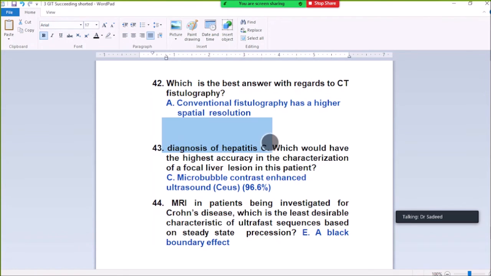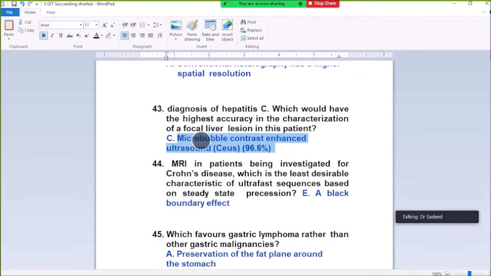43. Diagnosis of hepatitis C. Which would have the highest accuracy in the characterization of a focal liver lesion in this patient? Microbubble contrast enhanced ultrasound, CEUS. It has 96.6% accuracy in characterizing focal liver lesions in hepatitis C.